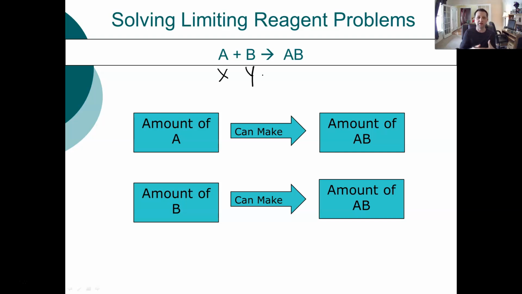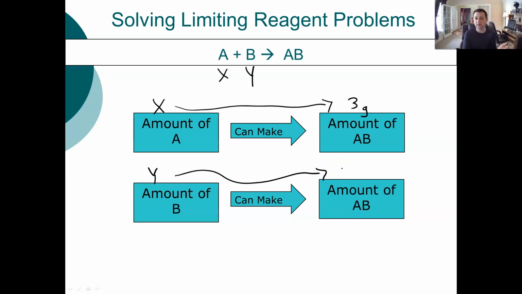So here's the general game plan. If you're given an amount of two things, two reactants or more, you want to take one at a time. So let's say we have our X grams of substance A, do some stoichiometry, and see how much product you could create from that. Let's pretend it's 3 grams. And let's say I take my Y grams of substance B, do stoichiometry, and convert that into an amount of AB. How much product could I make from that? Let's pretend it's 10 grams.